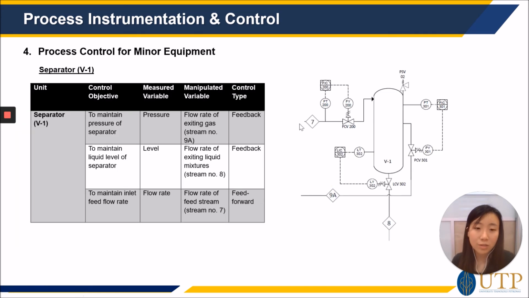Next, we proceed to the process control for minor equipment. Separator V1, which is a scrubber in the gasification unit: we maintain the pressure of the separator by manipulating the flow rate of the exiting gas here. To maintain the liquid level of the separator, we adjust the flow rate of the exiting liquid mixture represented by stream number 8. And to maintain the inlet feed flow rate, we use feed forward control to control the flow rate of the feed stream.